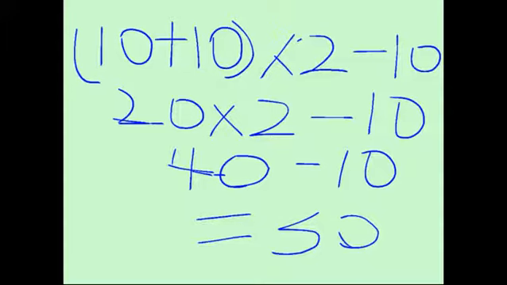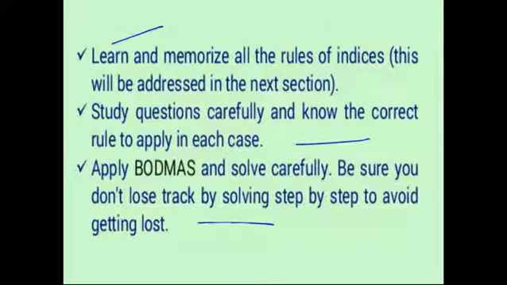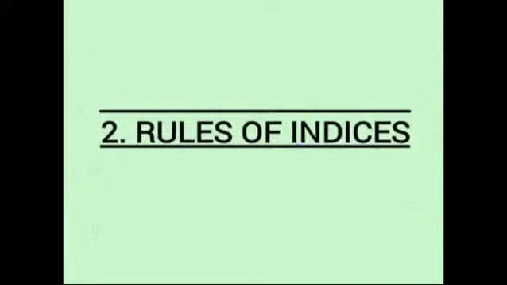So this will give you 30. Then we'll go back to the rules of indices is what we'll be looking at next. So in the rules of indices we have about 8 rules here.